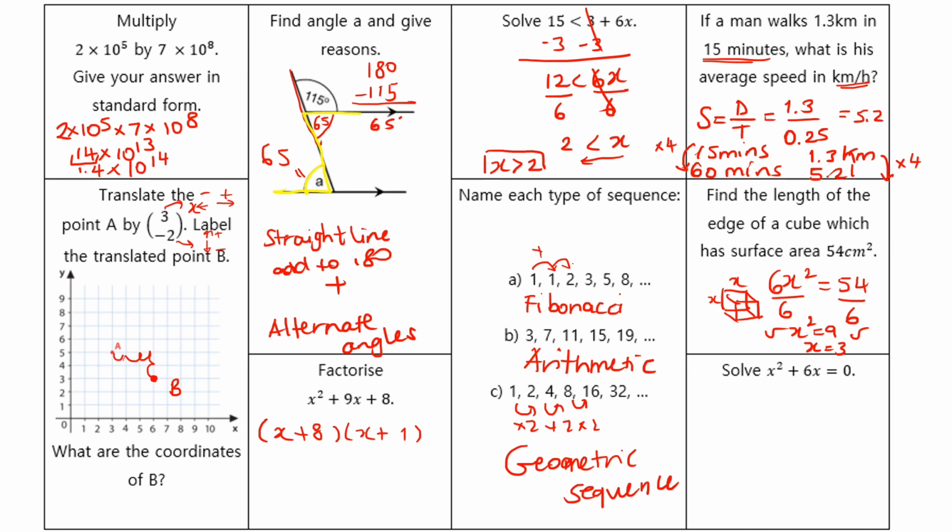Okay, our final question. X squared plus 6x. Solve. So we can factorize this into x bracket. And this would mean that x is equal to 0, or x plus 6 is equal to 0. So you solve it, it becomes a negative of what you have inside the bracket. So that's going to be negative 6.